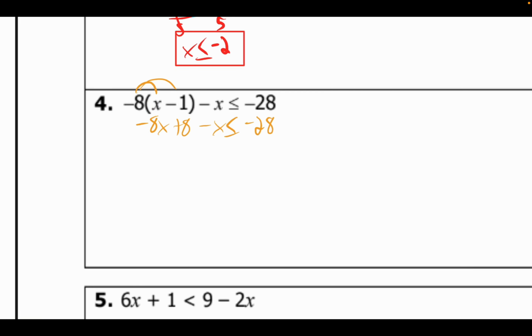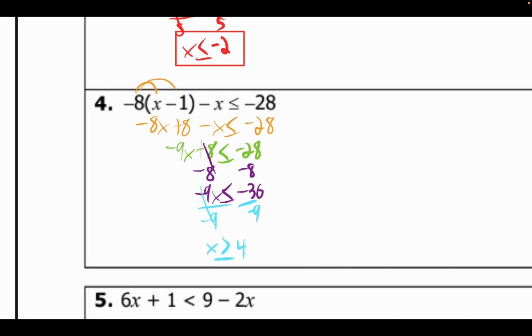I combine like terms, negative 8x and negative x give me negative 9x plus 8 is less than or equal to negative 28. Then I subtract 8 from each side, and I get negative 9x is less than or equal to negative 36. Then dividing by negative 9 gives me x is greater than or equal to 4, flipping my inequality since I divided both sides by a negative number.